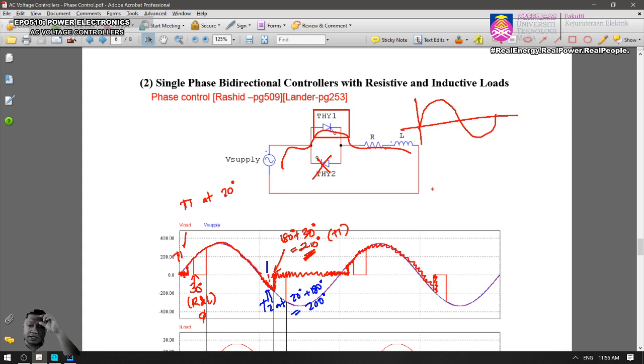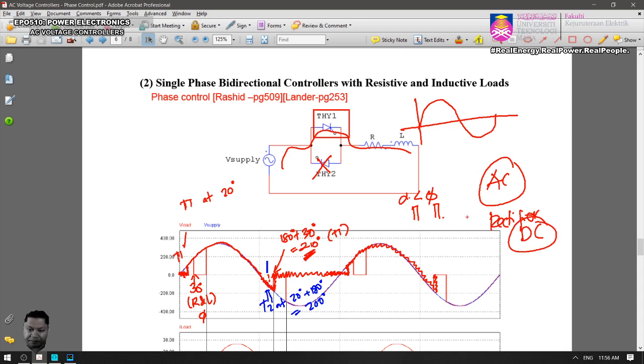Okay, so in this case, if your alpha, the firing angle, is lower than the load angle, and if you provide the two thyristors with a short pulse, you won't be able to have the output voltage in the form of AC. Because now, if you look at this waveform, this is a single phase half wave controlled rectifier. This is a rectifier, is it? The output voltage is actually in DC form.